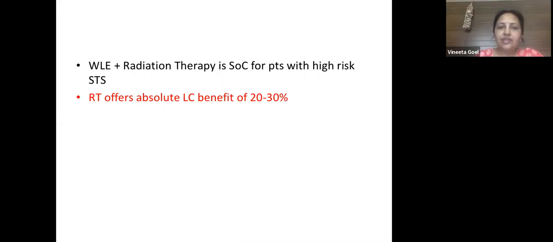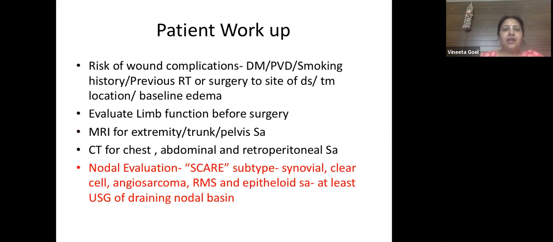So this is what I was telling you just now, that as a radiation oncologist, we must remember that addition of radiation therapy increases the local control rate by 20 to 30%. And the next thing that I was mentioning was about the workup. Whenever we are doing the workup, we must also assess whether the patient is at a risk of increased wound complications by virtue of having either diabetes mellitus or peripheral vascular disease or history of smoking or previous RT or surgery to the site of disease or baseline edema.